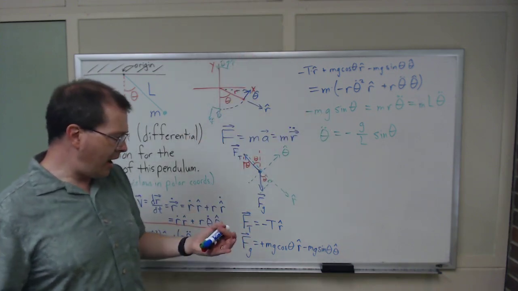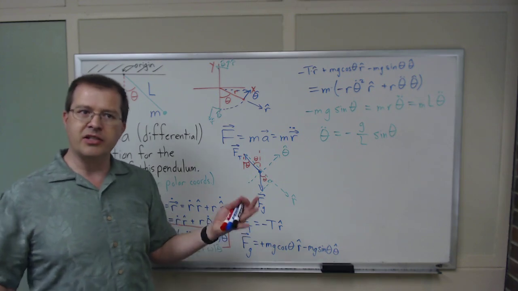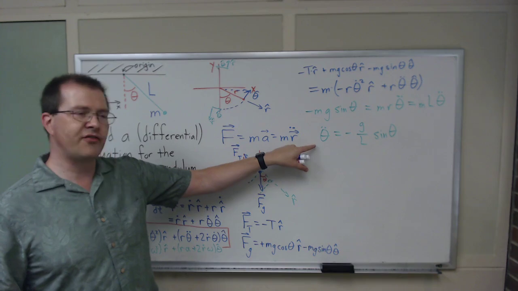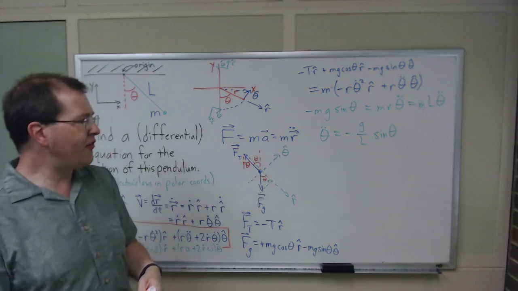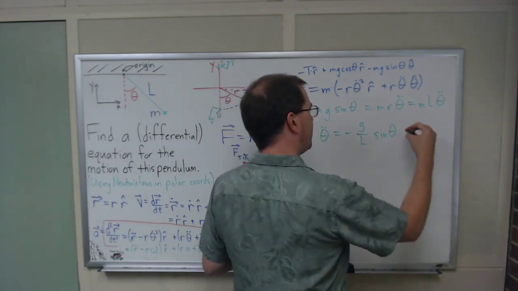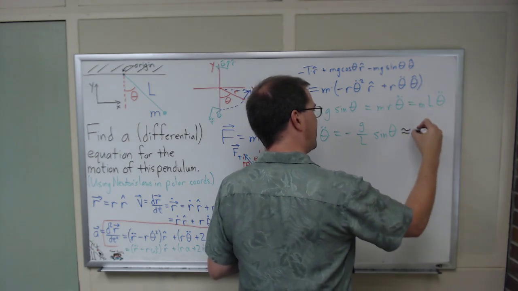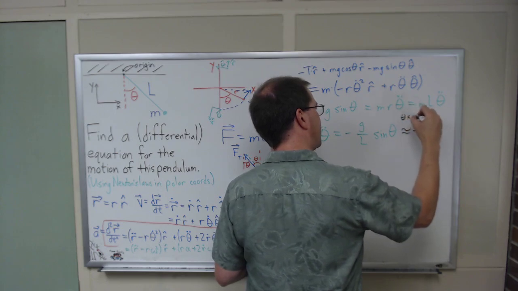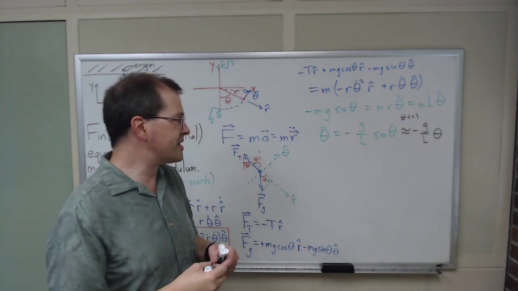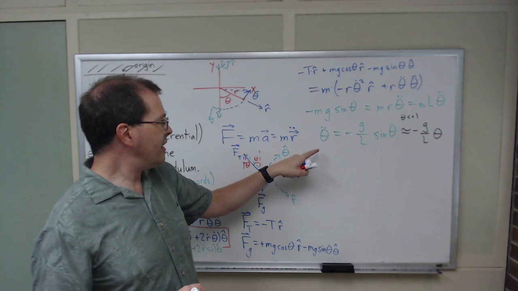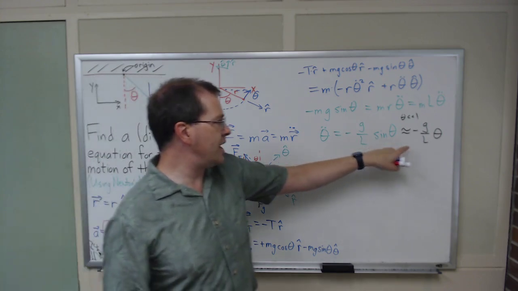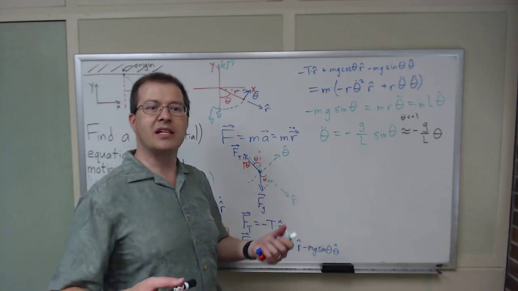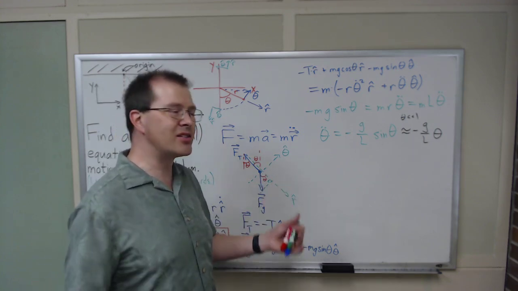This got me here. I will say, as I mentioned in the previous video, this is not solvable. There's no closed form solution for theta as a function of time. But if I take the limit where theta is small, if I say theta is much less than 1 radian, then I have the second derivative of theta equals negative constant times theta. And once I have that equation, this is a standard harmonic oscillator problem, and I can solve it easily.